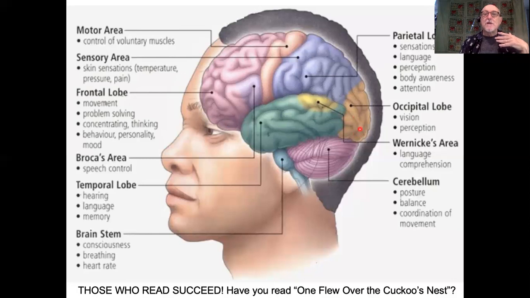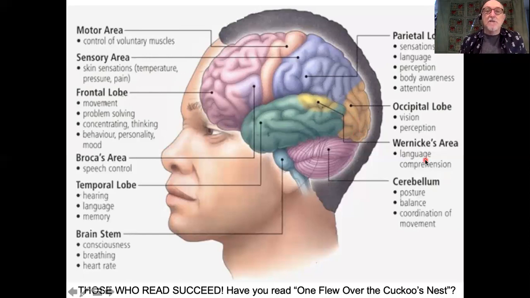If we damage the occipital lobe, a person may be perfectly able to see. We can test and see that they can, but they are unable to make an image. They're unable to resolve the information which the eyes are sending to them.